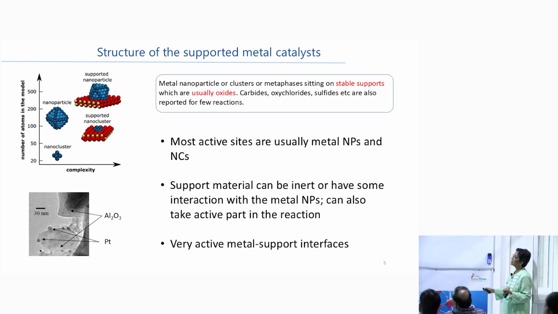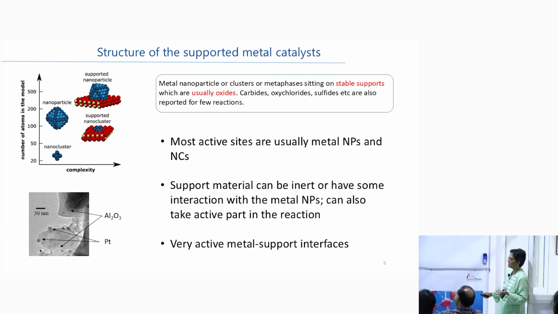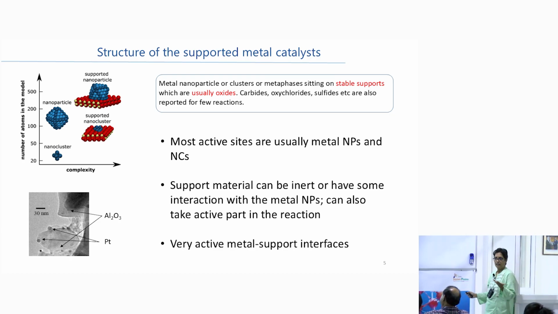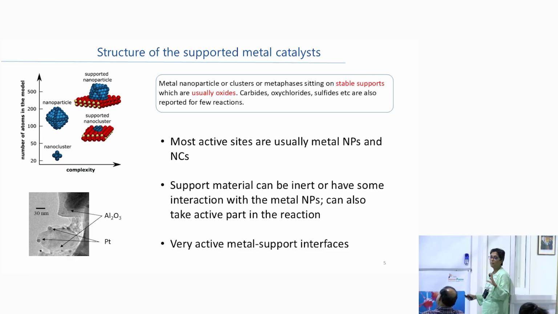Most of the supports are usually oxides. Normally we use oxides, but there are some cases in which sulfides are used, especially in sulfur-based catalysis. Carbides are used in new methods. They are being used, but not on an industrial scale. In a supported metal catalyst, for example, I showed this earlier, this is platinum and this is alumina. Most active sites are usually metal nanoparticles. But the support material can be inert. In all these cases, it will be inert.